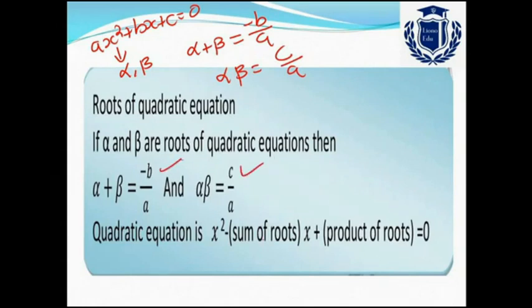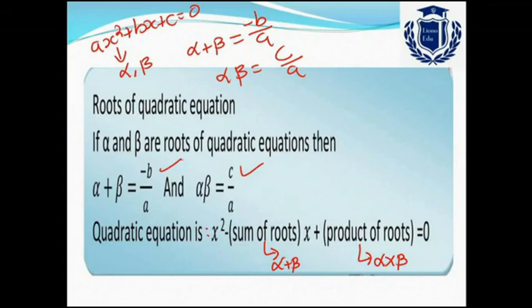And how is a quadratic equation made? A quadratic equation is made in this form: x square minus sum of roots. Sum of roots means alpha plus beta, right? Add the two solutions over here. Plus product of roots, that is alpha into beta. So this is how a quadratic equation is produced.